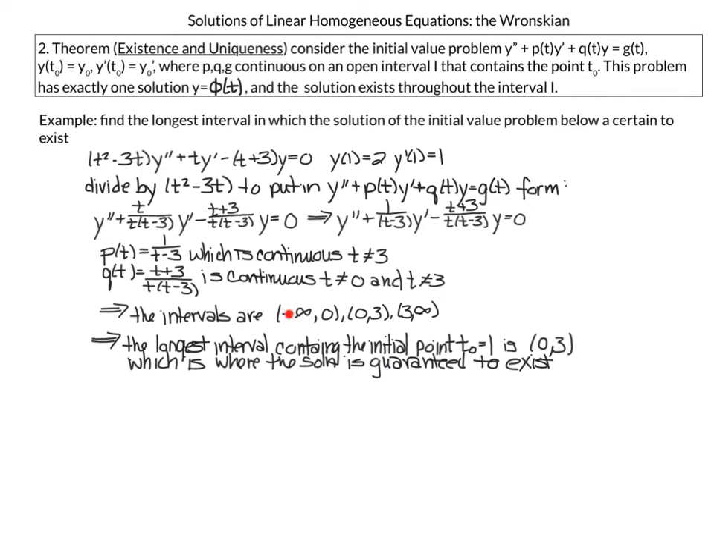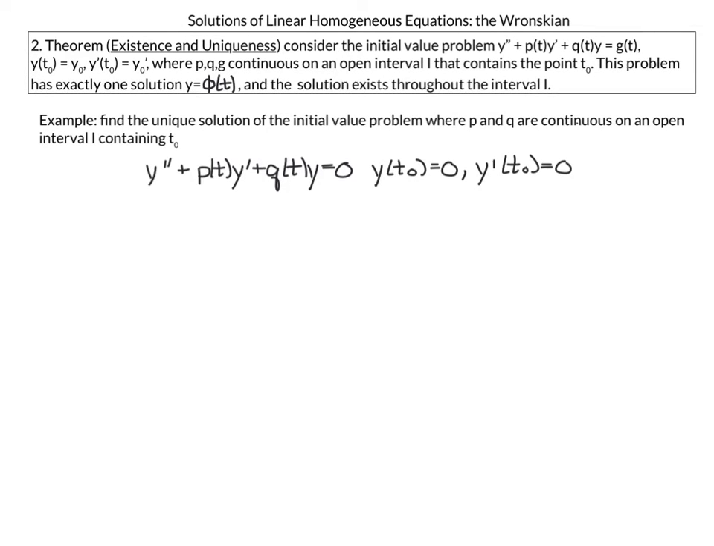So our intervals are negative infinity to 0, 0 to 3, then 3 to infinity. So the longest interval containing the initial value point, t naught, where do I have my initial value? Here. t naught equals 1 is in (0, 3), which is where the solution is guaranteed to exist. Actually, this should be t naught is equal to 2, but that's still in the same interval, 0 to 3.